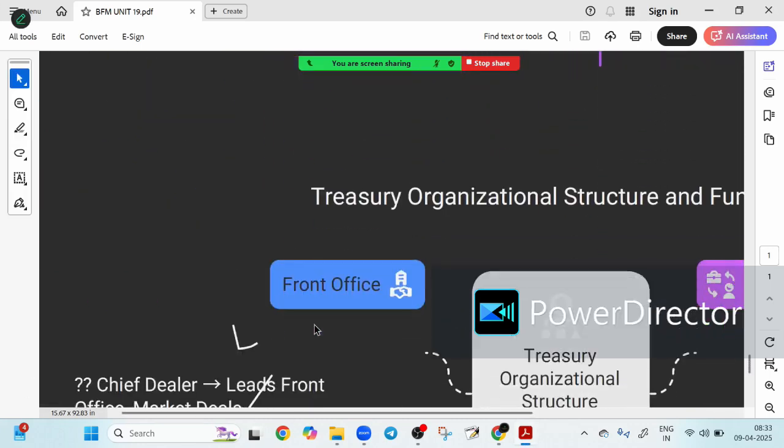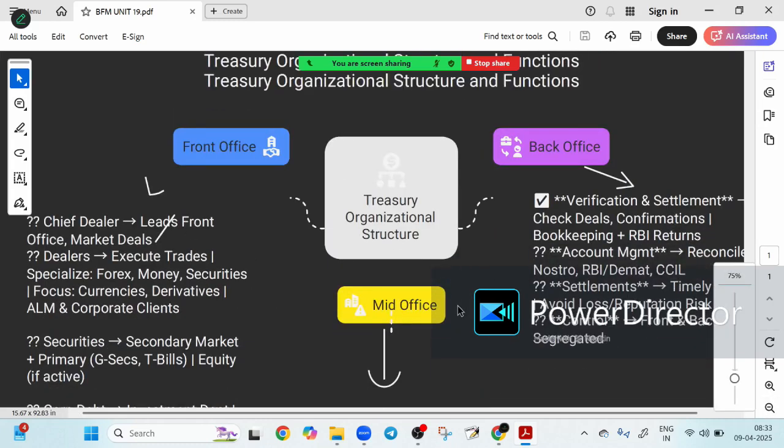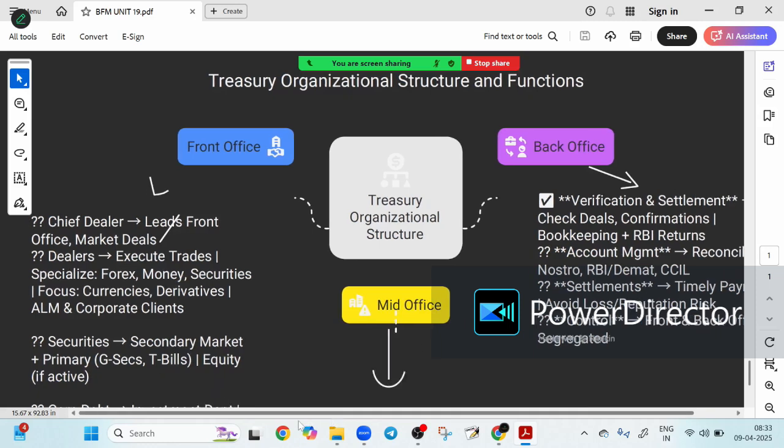Now friends, the last slide we have is a super important slide where we are looking at front office, mid office, and back office. Very, very important from an examination point of view. Behind the scenes of every successful bank Treasury lies a well-organized machine divided into three core zones: front office, mid office, and back office. Let's decode the role and responsibility of each.